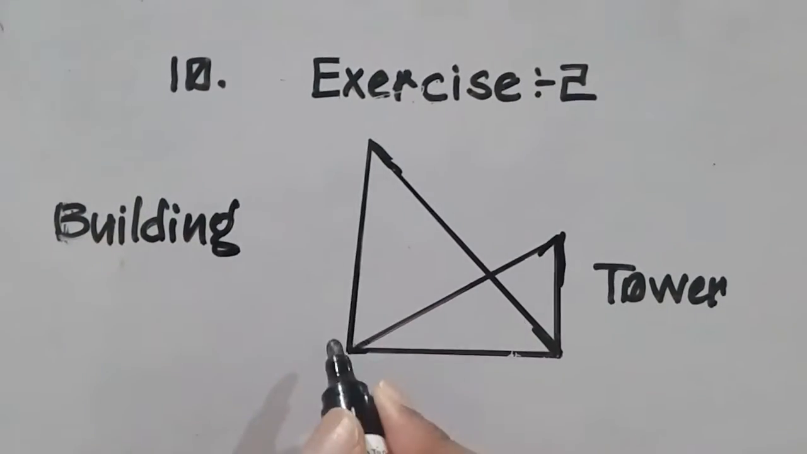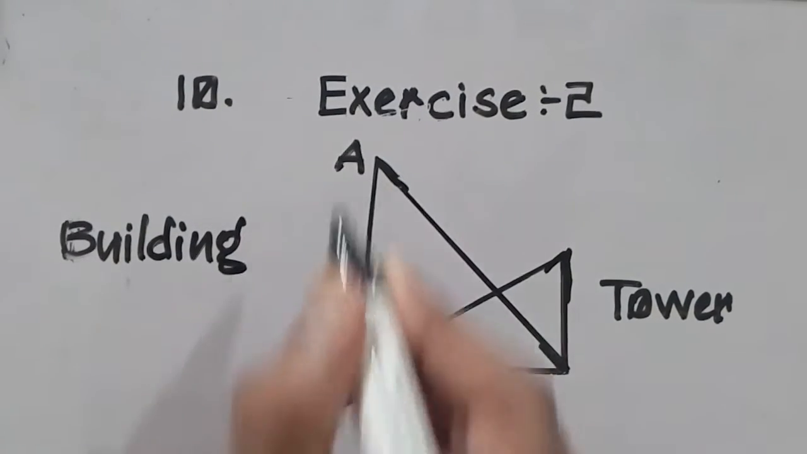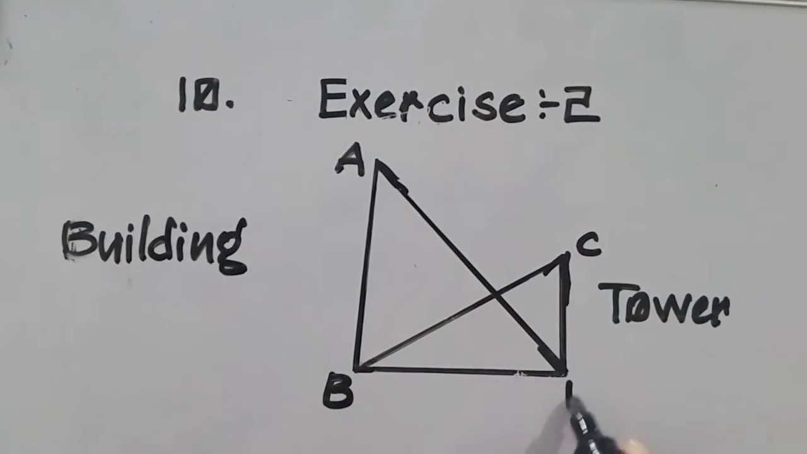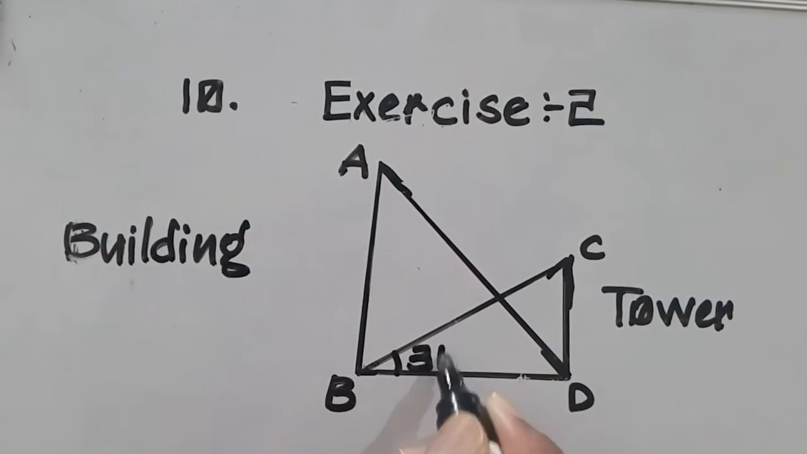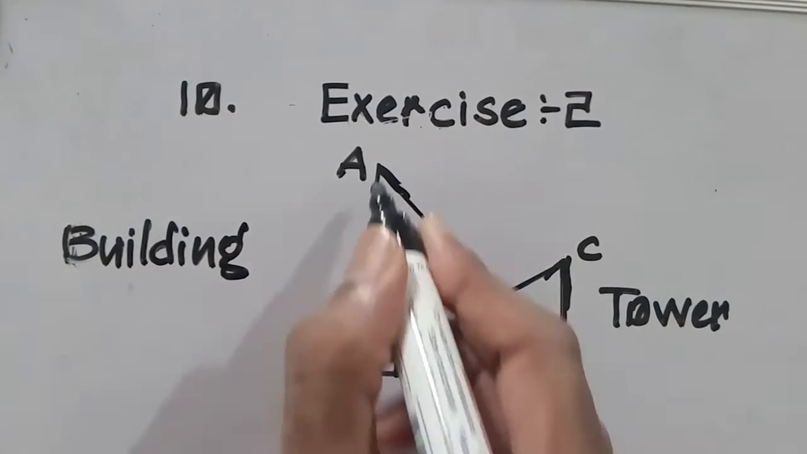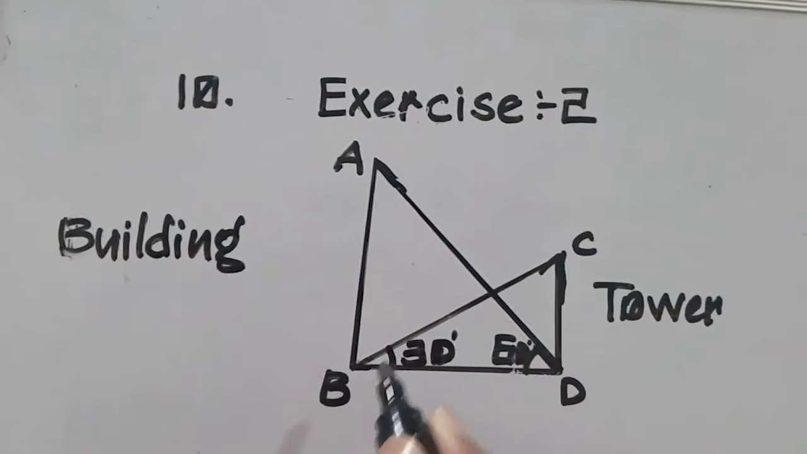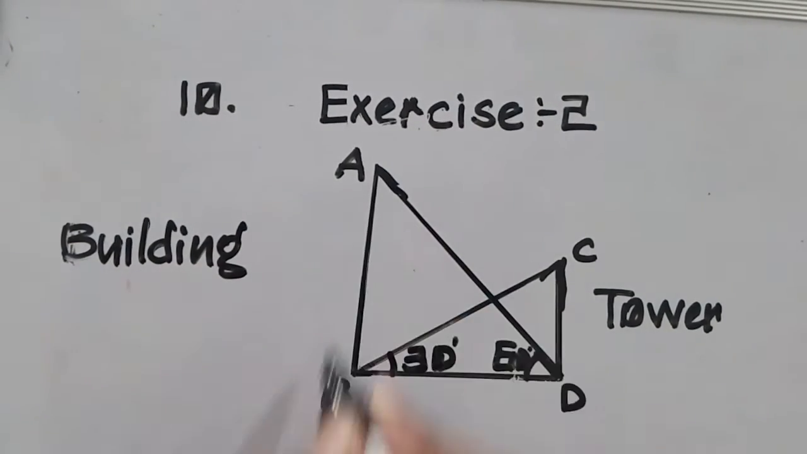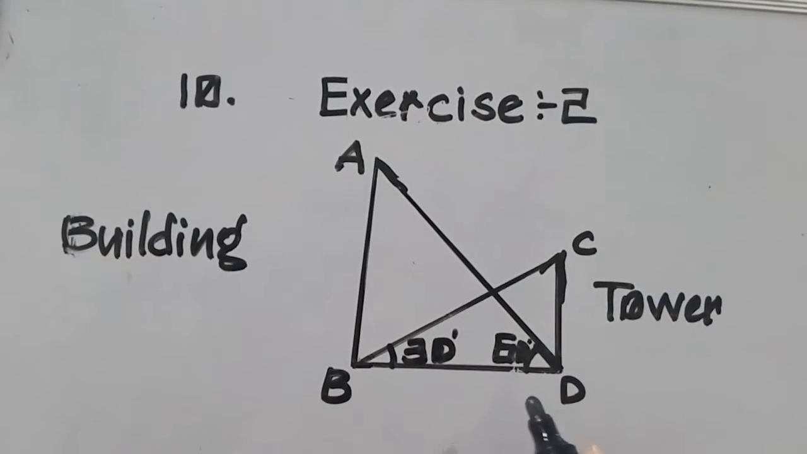See here, AB is the height of the building and CD is the height of the tower. Angles of elevation are 30 degrees and 60 degrees. Longest side opposite to bigger angle, smallest side opposite to smaller angle. Now by taking triangle ABD and one more triangle CDB, I'll solve the problem.